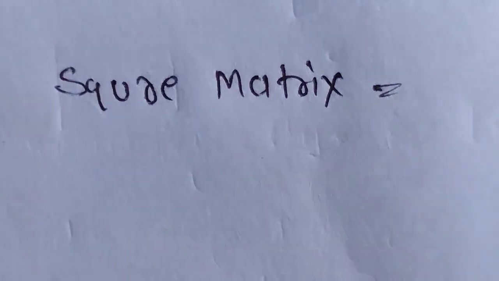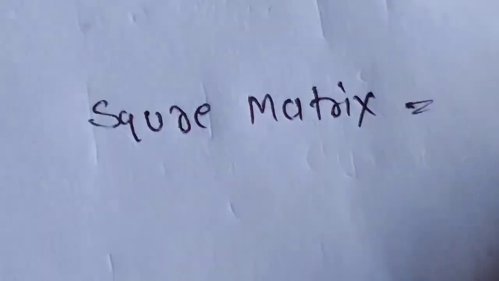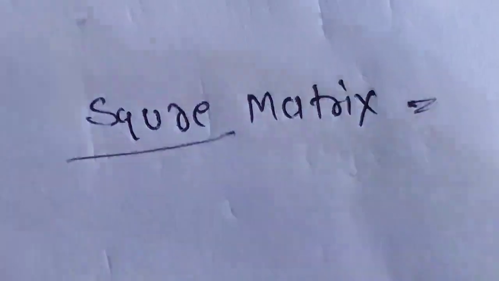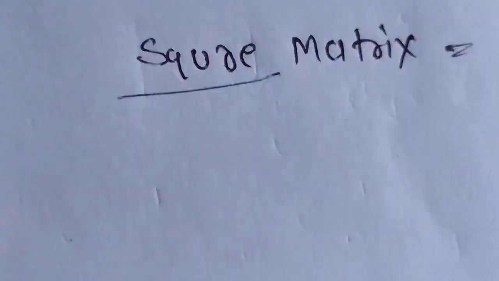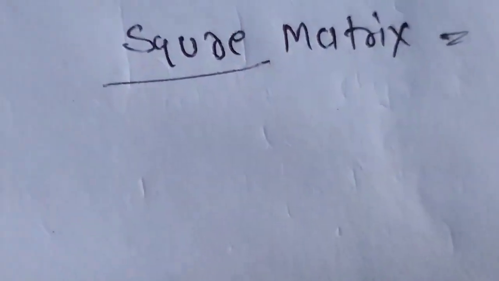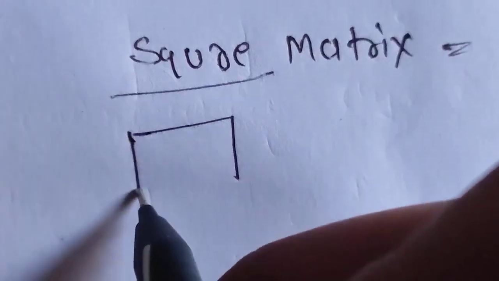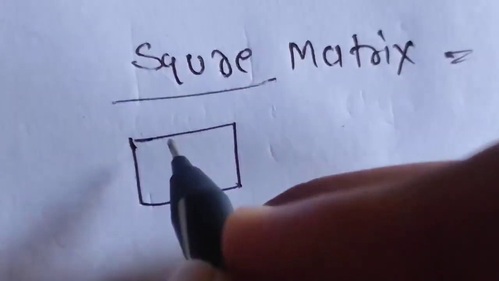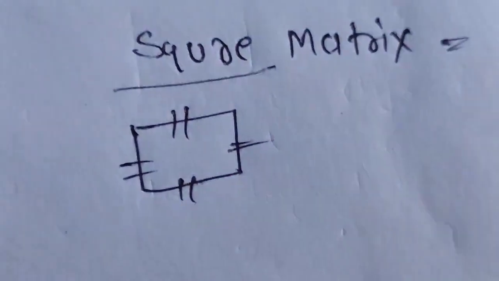Let's talk about square matrices. Whenever we talk about a square matrix, let's deal with what this is. First of all, the term is square. Anything is said to be square if all its parts are equal. For example, if this is a square, the value is equal on all sides.